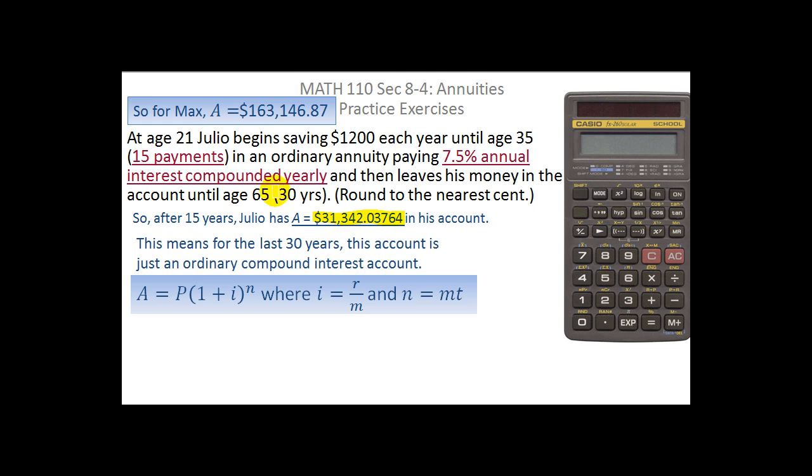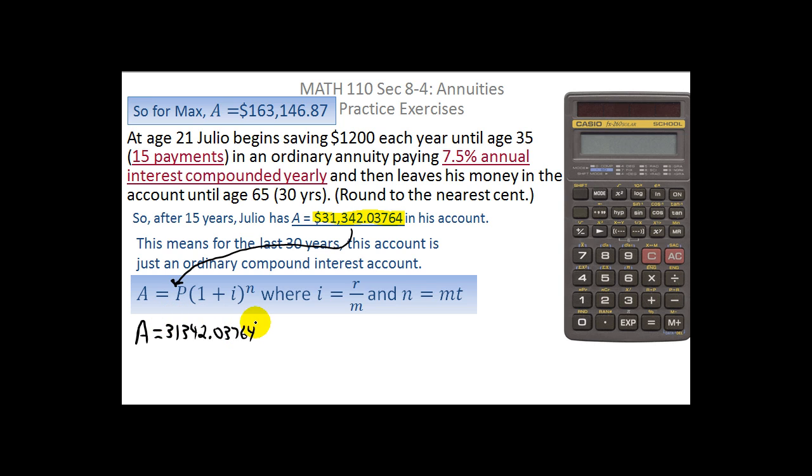So what happens is the accumulated value becomes the new principal for another 30 years. So that $31,342 and so many cents is the principal for the next 30 years. So if I want to calculate how much is in the account at the end of 30 more years, I take the $31,342, and again, I'm not rounding off yet because I'm not at my final result.